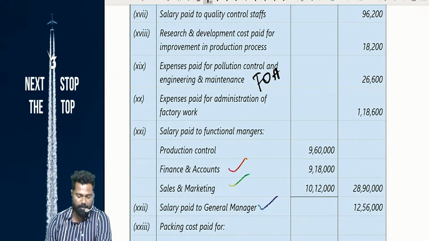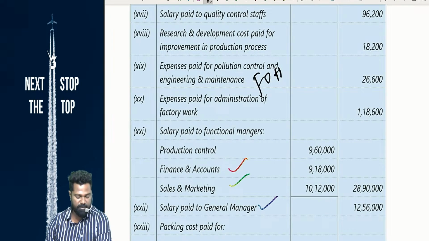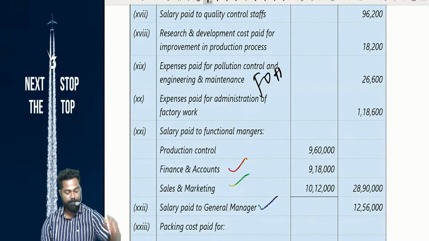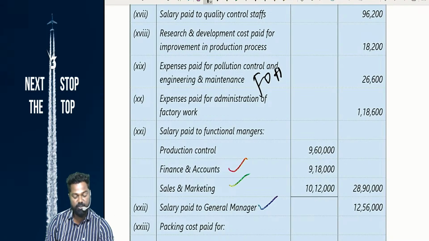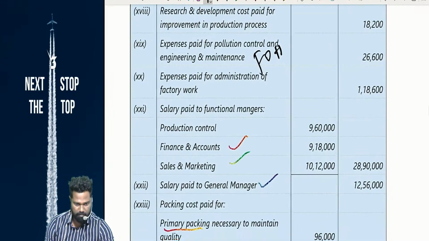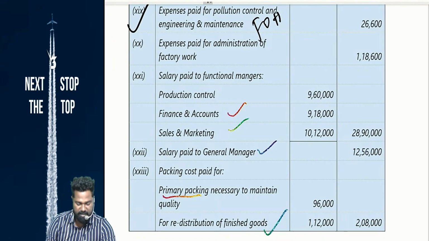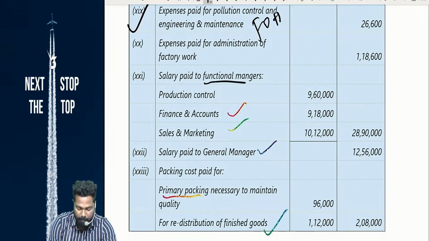Intentionally I have taken this problem so that you will understand so many different terms. चलो, factory overheads में आएगा. Next, expenses paid for administration of factory work. Will it come? No. Next item bolo. So this is also done. Now next, salary paid to functional manager.